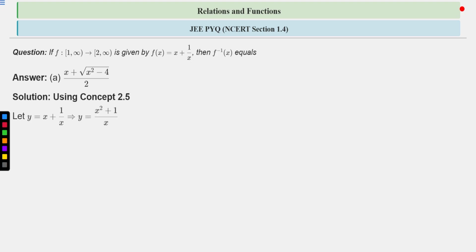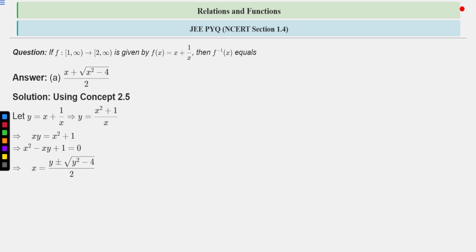Let y equal to x plus 1 by x. This implies y equals x square plus 1 upon x. We'll solve this by cross multiplication, so we can write xy equals x square plus 1. So x square minus xy plus 1 equals 0.